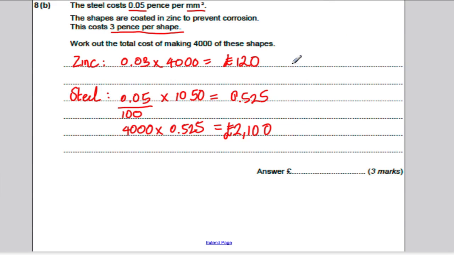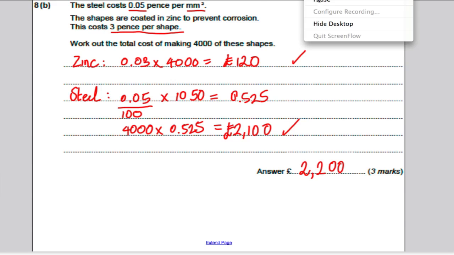So we need to add together our zinc costs and our material costs, and therefore we get a total of 2,220. So in total, £2,220 for the cost of those 4,000 shapes.